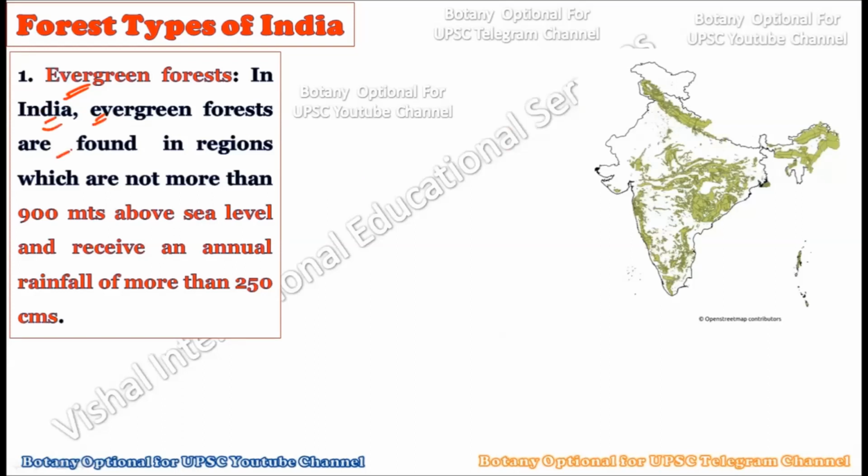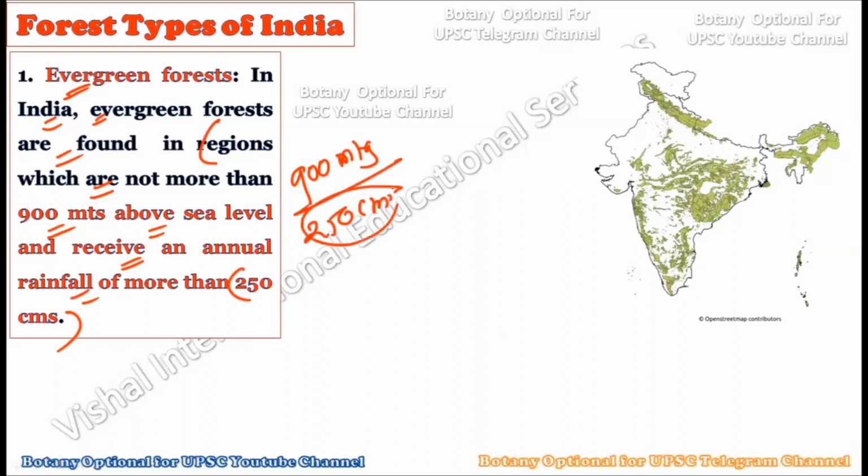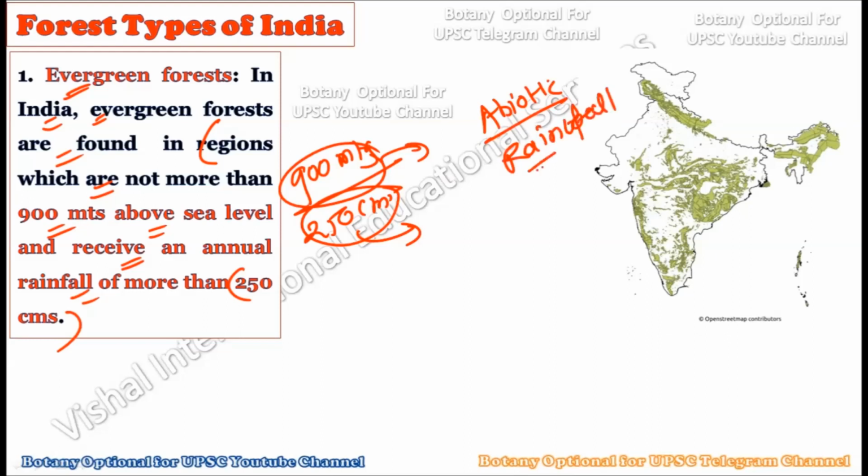Now in India, the evergreen forests are found in regions which are not more than 900 meters above sea level and receive annual rainfall of more than 250 centimeters. So any evergreen forest requires these two criteria: an altitude within 900 meters, and 250 centimeters of rainfall every year. If fulfilled, the creation of the natural evergreen forest happens. Now we always talk about abiotic factors. For example, here rainfall plays the major role. If rainfall goes above 250 centimeters, then there will be the creation of evergreen forest.